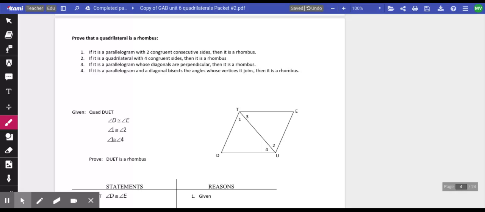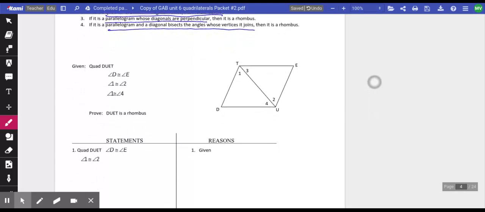Next, we're going to talk about proving a quadrilateral is a rhombus. So there's actually 4 ways I can do this. I can show that it's a parallelogram with 2 congruent consecutive sides, then it's a rhombus. I can show it's a quadrilateral with 4 congruent sides, then it's a rhombus. I can show it's a parallelogram whose diagonals are perpendicular, then it's a rhombus. Or I can show it's a parallelogram and the diagonal bisects the angles whose vertices it joins, then it's a rhombus. So let's look at this proof.